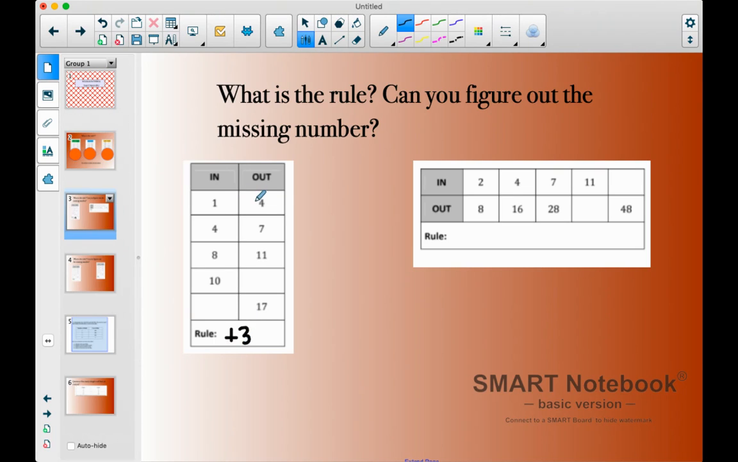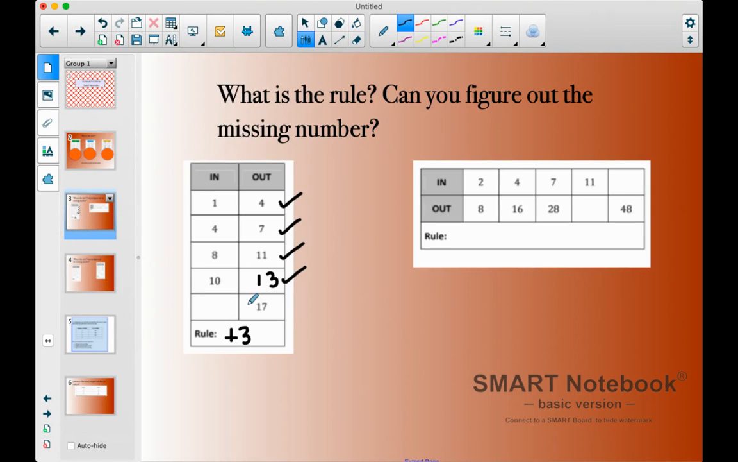So if I do 1 plus 3, I do get 4. If I do 4 plus 3, I do get 7. If I do 8 plus 3, I do get 11. Now, if I want to figure out this missing number, and I know my rule is to add 3, I need to say, okay, 10 plus what? 10 plus 3 gives me what? 10 plus 3 is 13. So my missing number is 13.